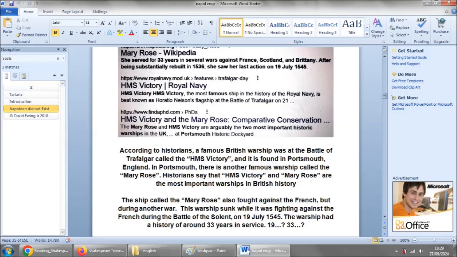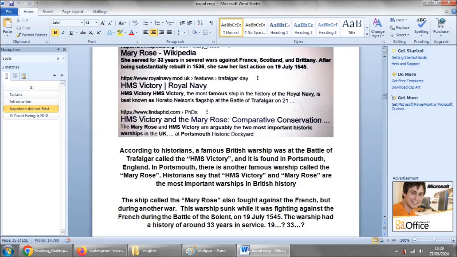So you could read all this. According to historians, a famous British warship was at the Battle of Trafalgar, called the HMS Victory, and it is found in Portsmouth, England. In Portsmouth, there is another famous warship called the Mary Rose. Historians say that HMS Victory and Mary Rose are the most important warships in British history.